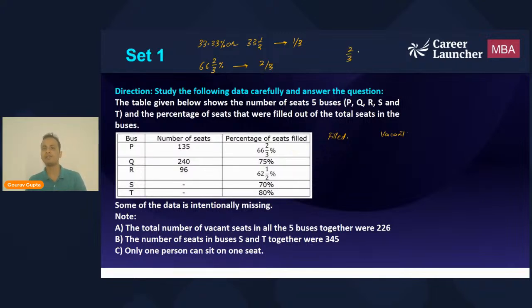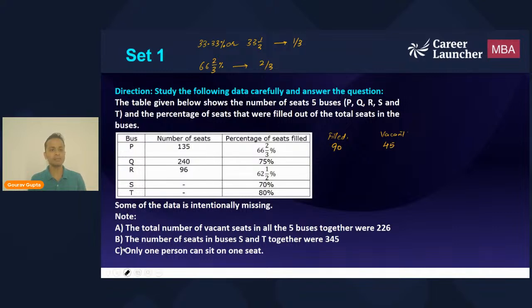Now 2 by 3 of 135 is equal to 90. So 90 seats are filled and the remaining, 135 minus 90, that is 45 seats, will be vacant. Okay, so if you understand the fractional equivalent of percentages, then handling these questions, these calculations, will become very easy for you. And that is what I teach in the basic lectures of percentages.